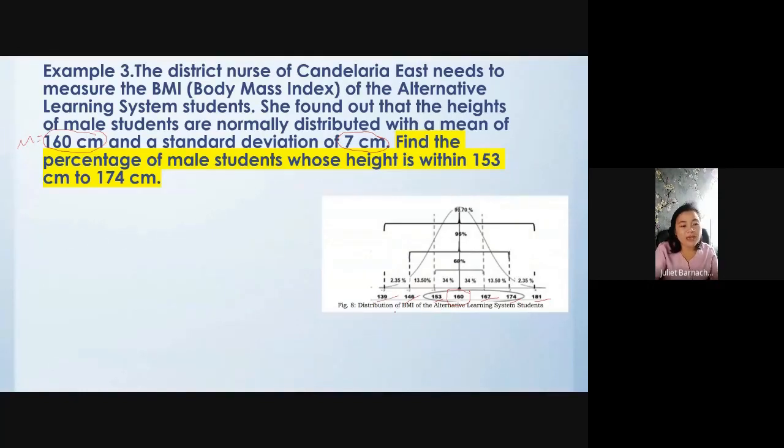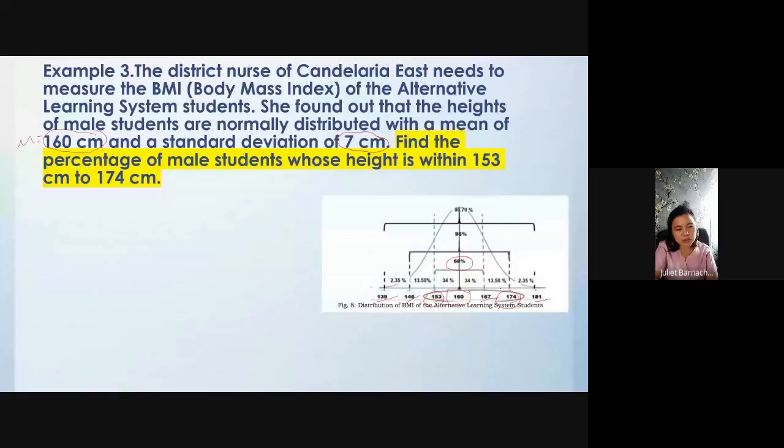What I'm trying to imply here is that the standard deviation is the width of this normal curve, such that the units in between the given scores are the same. Kaya pinapaintindi ko sa inyo na kung 7 ang standard deviation, ang agwat ng mga numbers na ito ay dapat 7. So the question, find the percentage from 153 to 174. Okay, analyze natin. 153 hanggang 167 ay 68%. Ang hinihingi mula 153 hanggang 174.